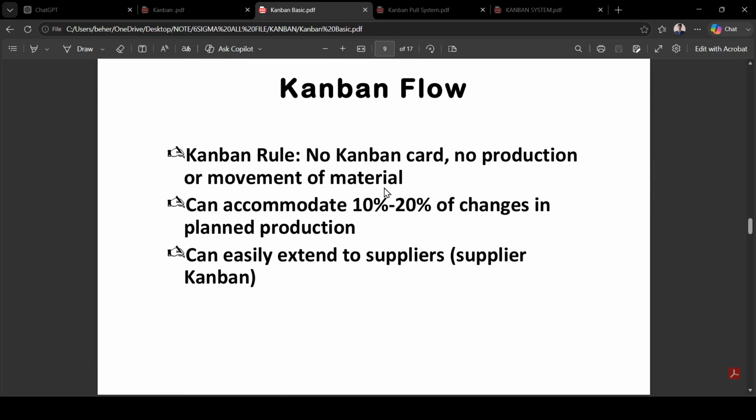Kanban flow. Kanban rule: no Kanban card, no production, no movement of materials. It can accommodate 10% to 20% changes in demand. It can easily extend to the supplier Kanban.